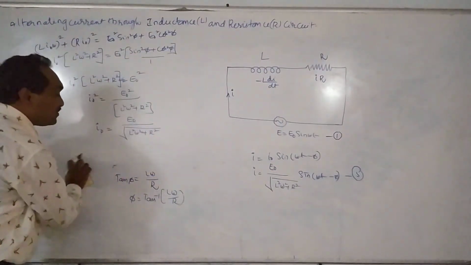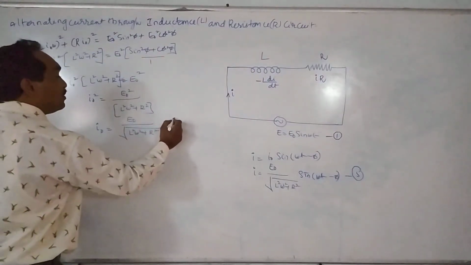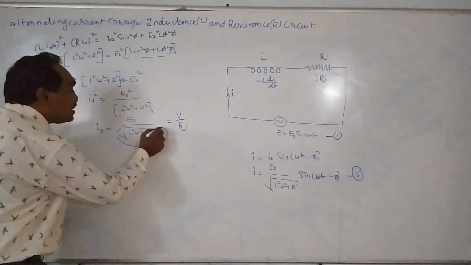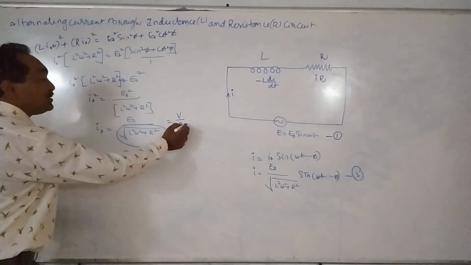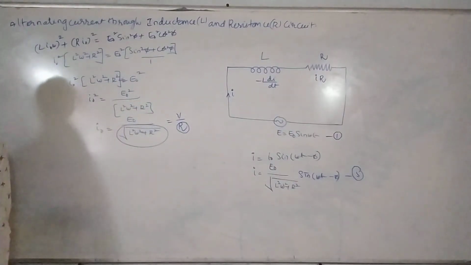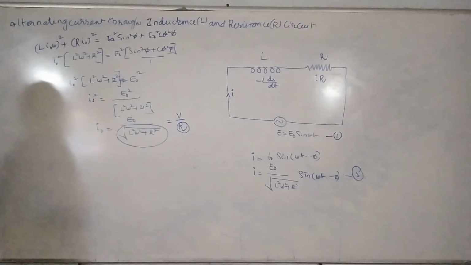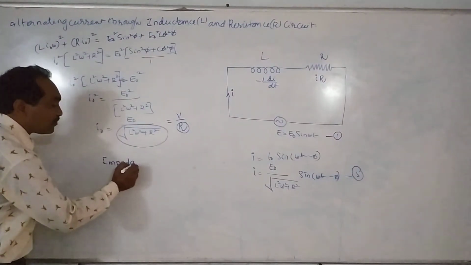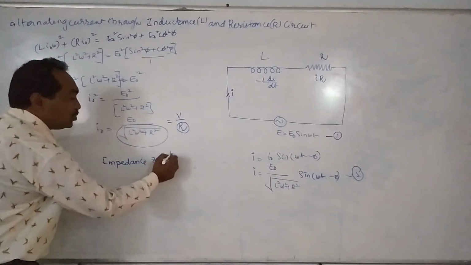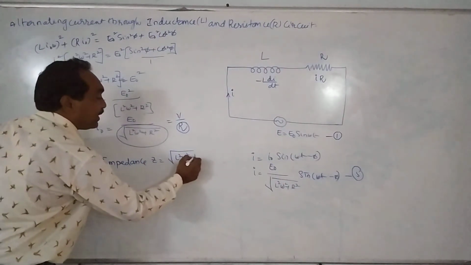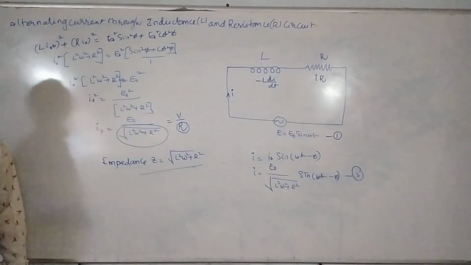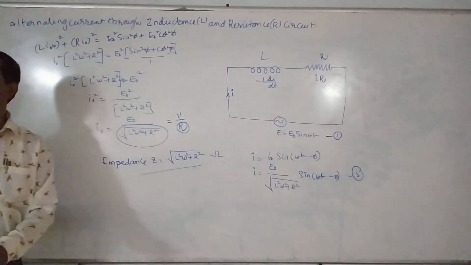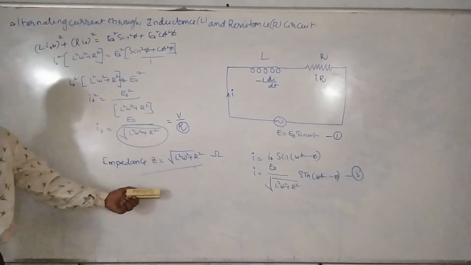When this is compared with Ohm's law, we know I is equal to V by R. This term, the root of (L²ω² + R²), plays the role of resistance. So this is called impedance. That may be written as Z is equal to the square root of (L²ω² + R²). The unit of impedance is also the ohm.